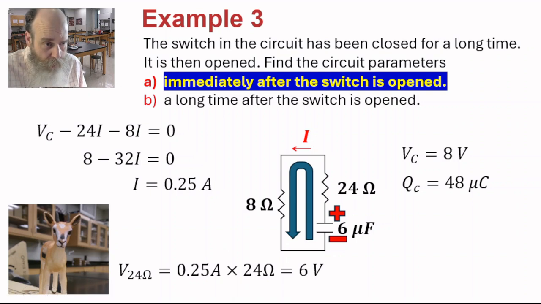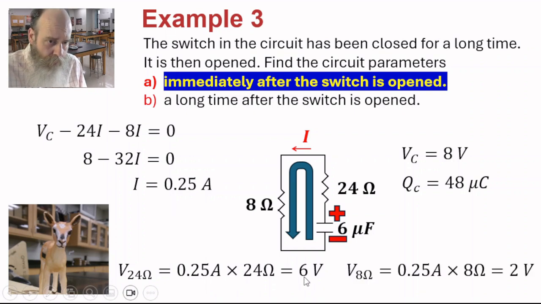So the voltage across the 24 ohm resistor is I times R, 0.25 amps times 24 ohms equals 6 volts. The voltage across the 8 ohm resistor, IR, 0.25 amps times 8 ohms equals 2 volts. Note that 6 volts plus 2 volts equals the voltage across the capacitor, 8 volts, as expected.